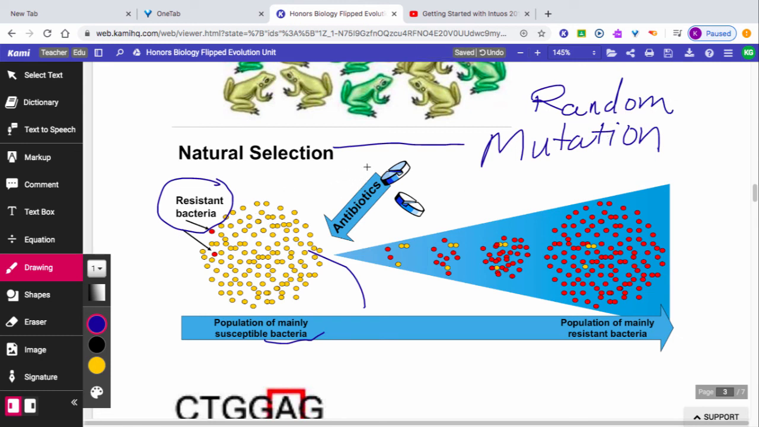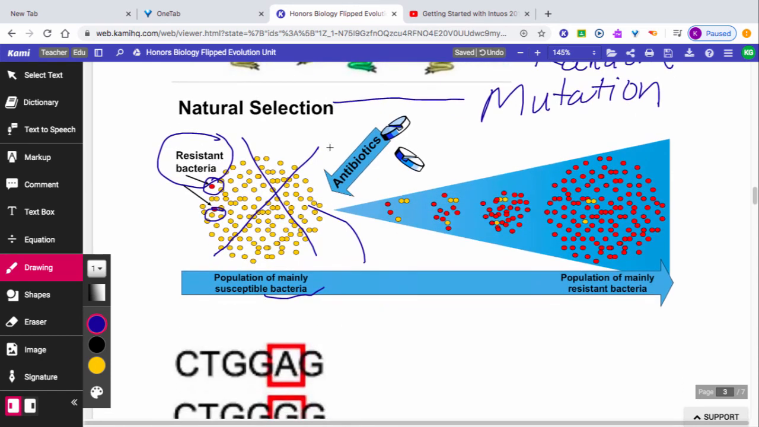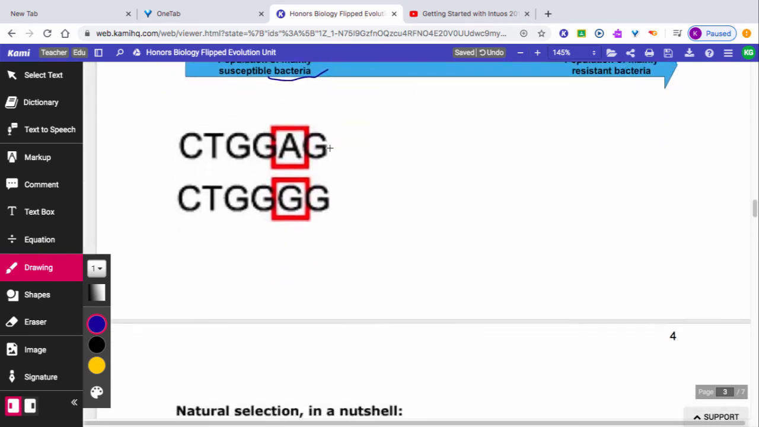A lot of times people say, "Oh, they put these antibiotics on them and they're causing mutations." No, absolutely not. The mutations exist naturally. They exist because there's always going to be some mutation any time DNA replicates itself. And what happens is the antibiotics will kill these off, and then you're left with a population of mostly the ones that are resistant. And that's how bacteria develop resistance to antibiotics. So remember, mutation.